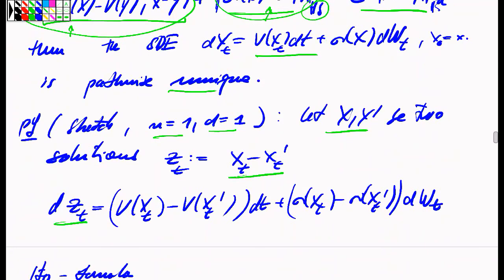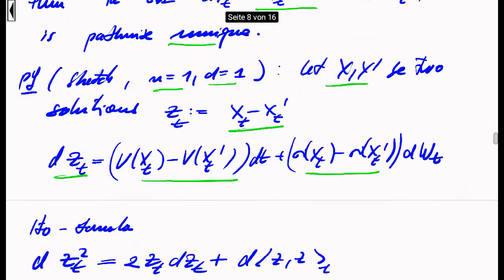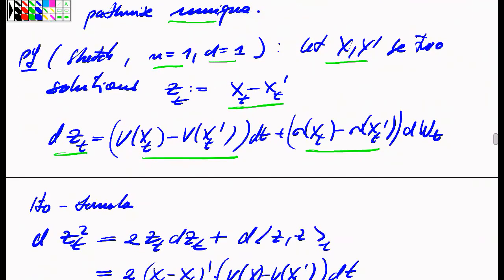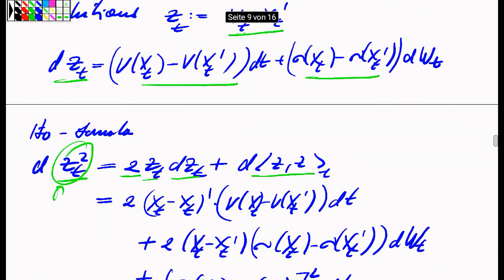Now the difference of the two processes then satisfies, just by subtraction of the two respective differential equations, this equation in the sense of an integral equation that involves stochastic integrals. So therefore I can also use now the Ito formula, or the product rule, the corrected Leibniz rule for the stochastic product of the square of the z process with itself. So I obtain 2 times z against z integrated plus the bracket process of z with itself.